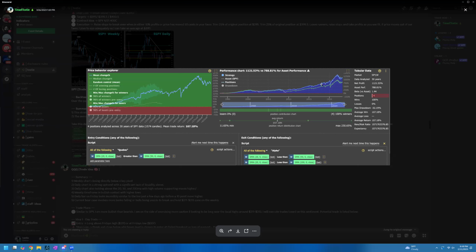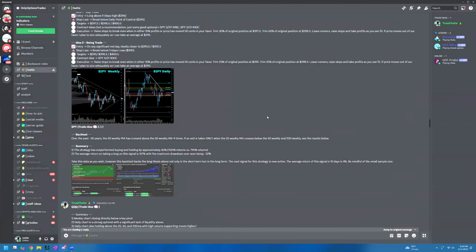And what you can see here in this study is that specific condition had happened 4 times over the past 30 years. Over the last 30 years, the profit of this specific strategy returned about 1,100%, where if you just bought and held the asset, you would have made about 788%. Every single one of these signals was successful. Every single one of these signals was a win, with the average win being a 170% winner.